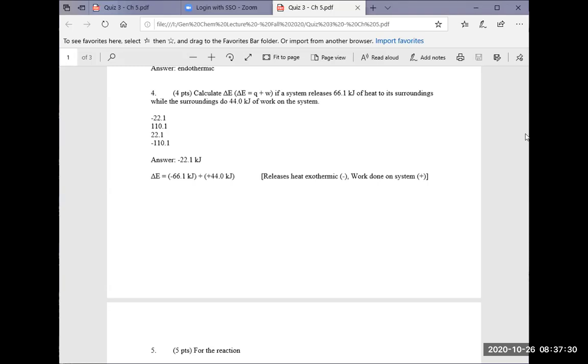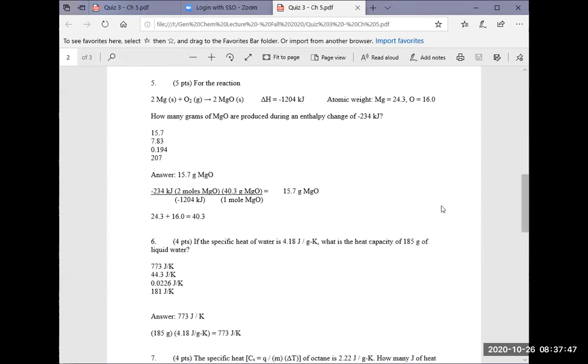So once again, the key there was understanding if the kilojoule value for heat or work needed to be plus or minus, based on whether it was endothermic or exothermic. Okay, for number 5, you're given a reaction and a delta H value, and some atomic weight information. The question was, how many grams of magnesium oxide are produced during an enthalpy change of minus 234 kilojoules? If you started with minus 234 kilojoules, you wanted to convert that to grams. And when we're trying to get something into grams, moles is probably going to be involved.